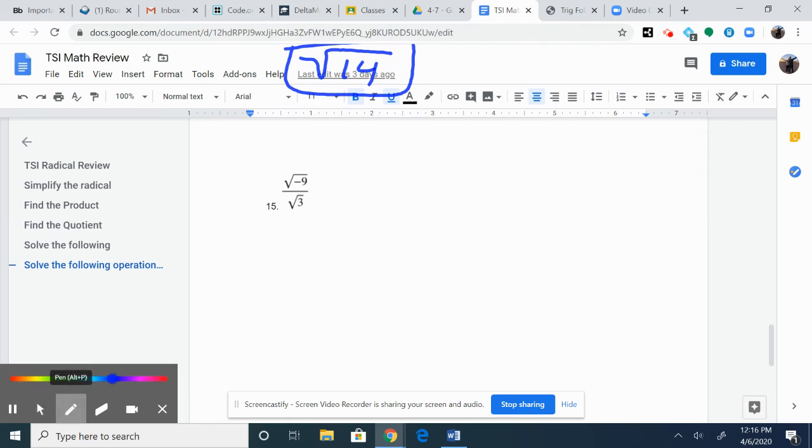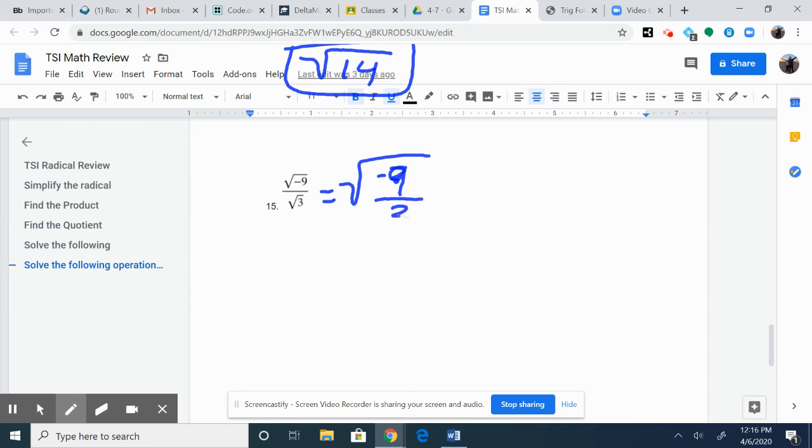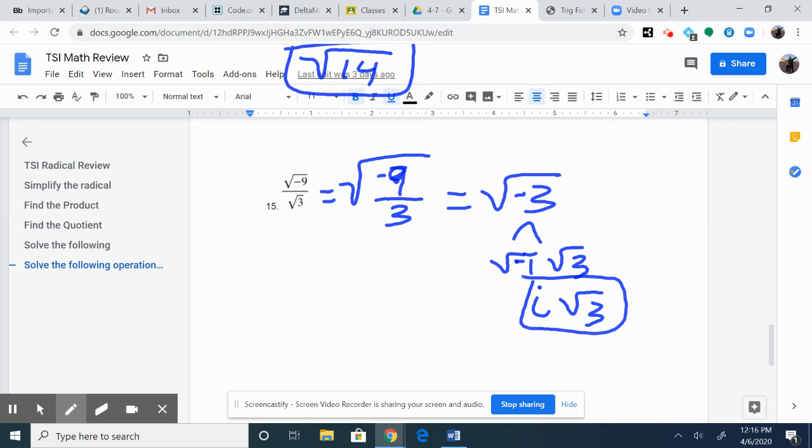And finally, in this last one, we're going to do a division, and again, the same root gives us -9/3, which would be a -3. Now, since we have this negative, what we can do is again take out that -1, and this square root of -1 would give us i. So i square root of 3 would be the answer.